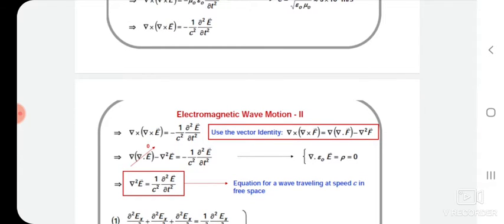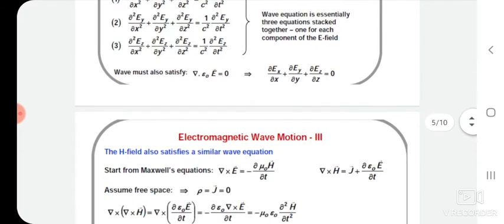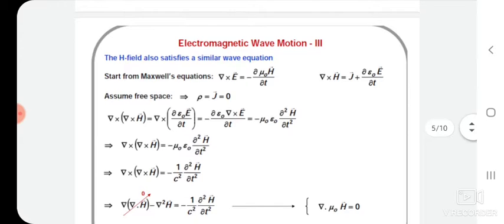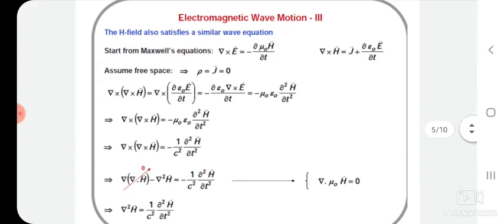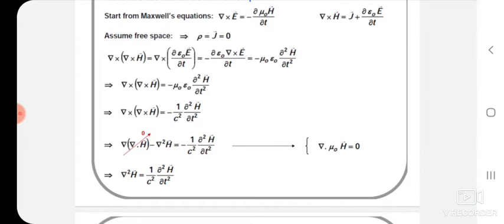If we take the curl, then our equation turns into del square E is equal to 1 by c square dou square E by dou t square. Okay. Similarly, for magnetic field, our equation becomes del square H is equal to 1 by c square dou square H by dou t square. Now, this is del square E and del square H. We know del square is nothing but the Laplacian operator, which is equal to dou square by dou x square plus dou square by dou y square plus dou square by dou z square.